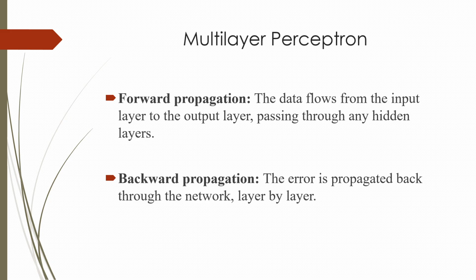The main operations in the multi-layer perceptron are forward propagation and backward propagation. In forward propagation, the data flows from the input layer to the output layer, passing through any hidden layers. In backward propagation, the error is propagated back through the network layer by layer. So this is the way the multi-layer perceptron works.